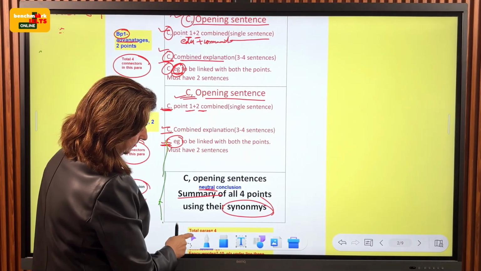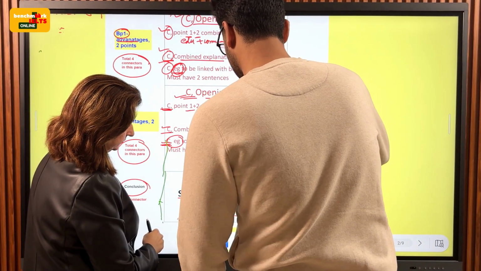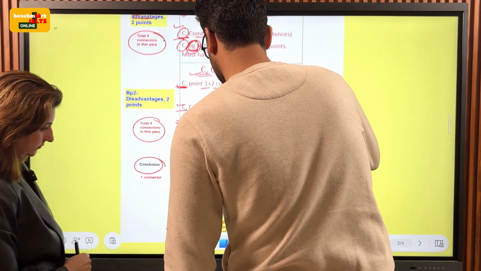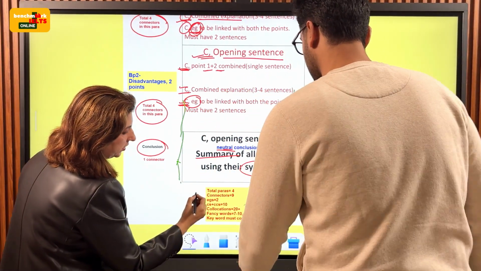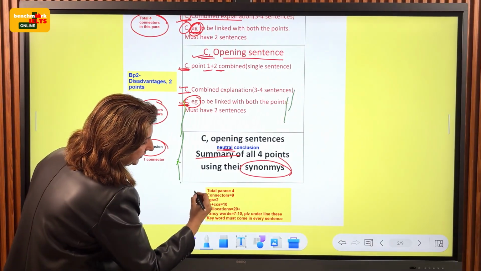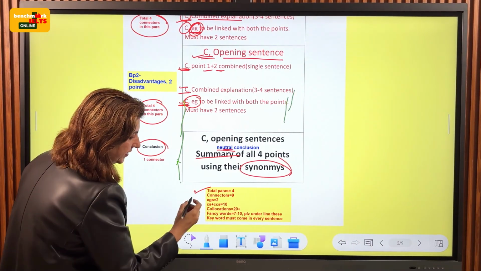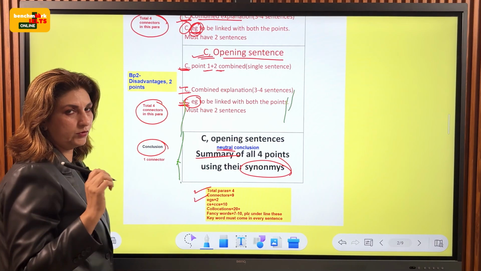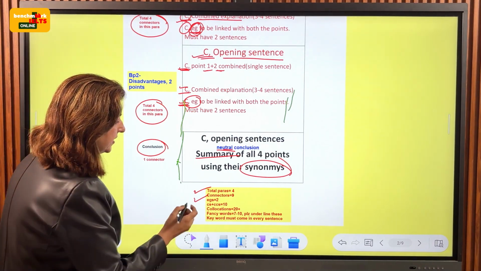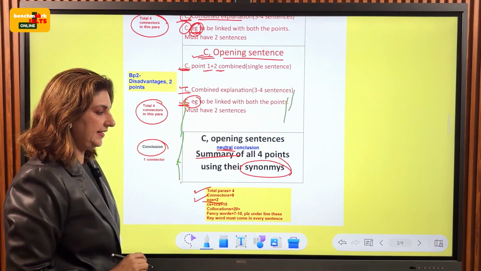I want to show this paragraph. Yeah. So there will be, thank you, there will be a total of 4 paras in this essay. There will be a total of 9 connectors. I'm going to send you the list of the connectors. There will be 2 examples at the end.